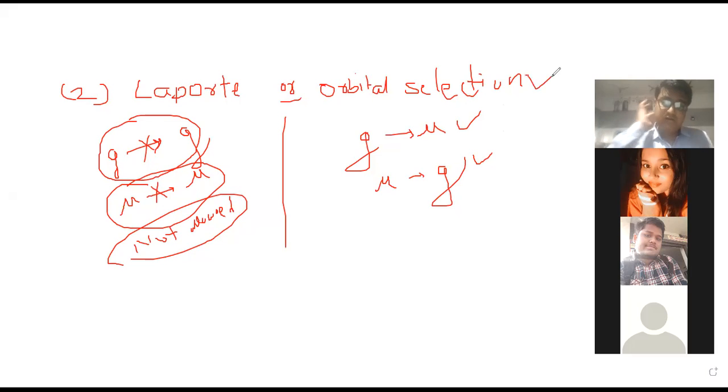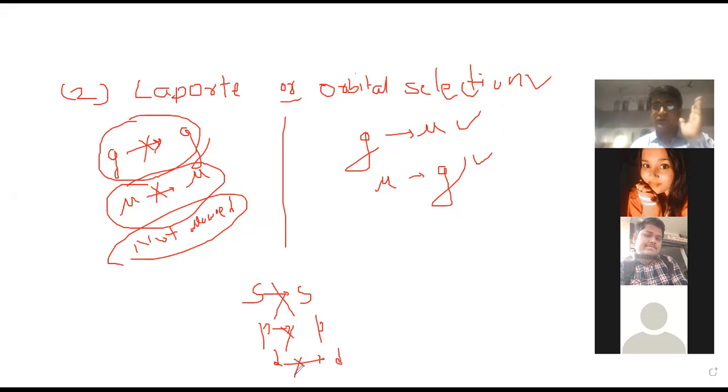shape. Shape means, if a transition is taking place between S to S, or P to P, or D to D, again they have the same shape. So all these transitions are forbidden transitions. From one S orbital to another S orbital, if a transition is taking place, it is not allowed according to the Laporte selection rule, because it is happening between states of the same shape.